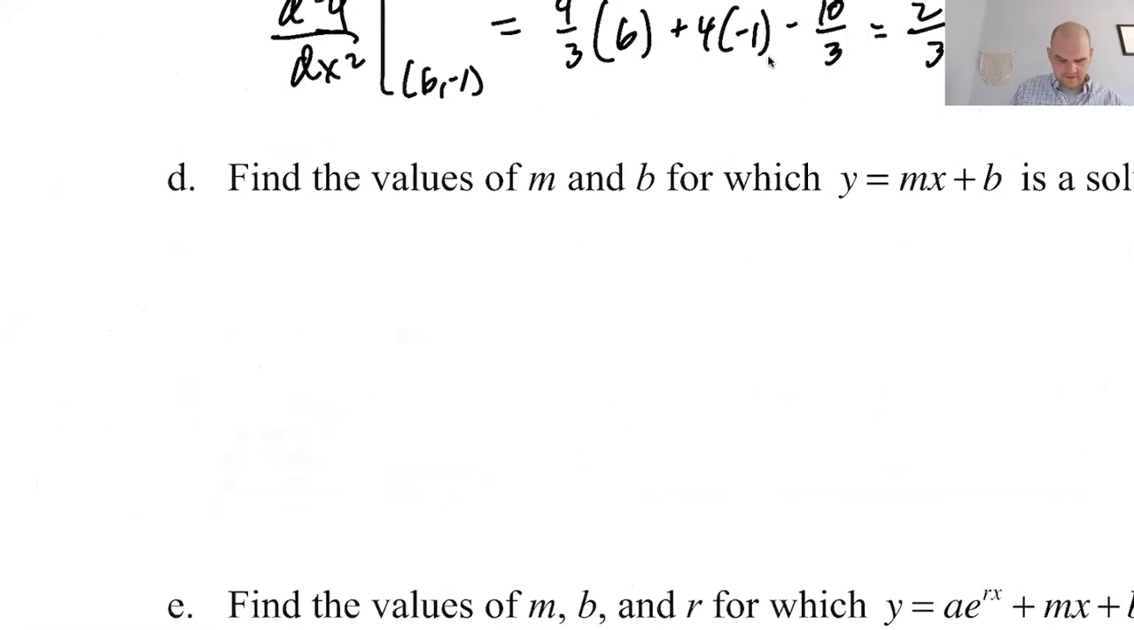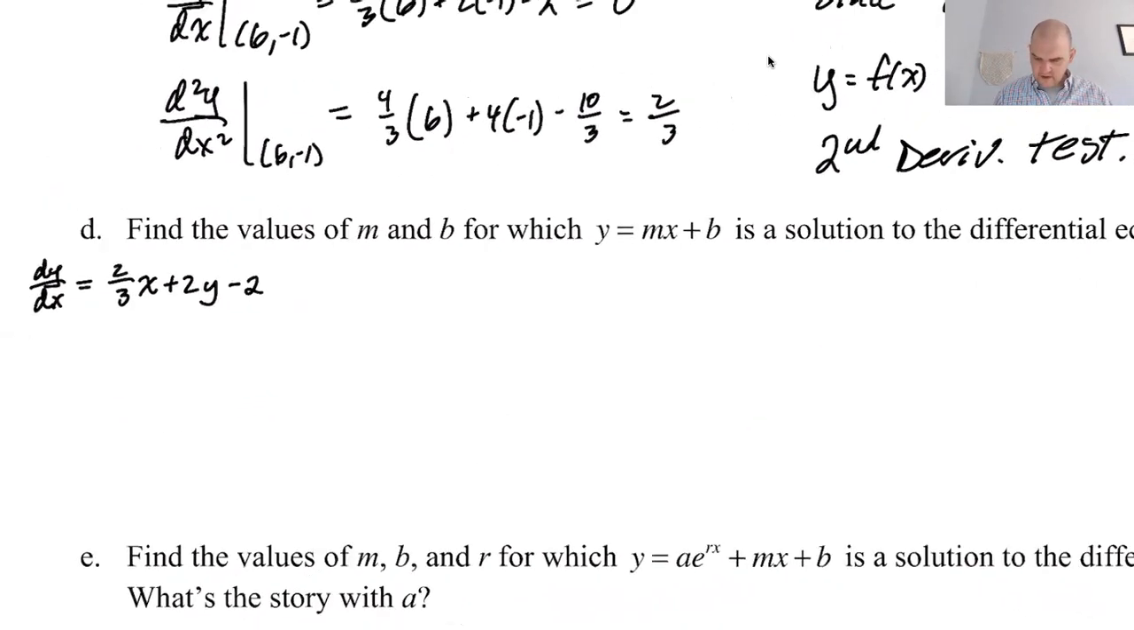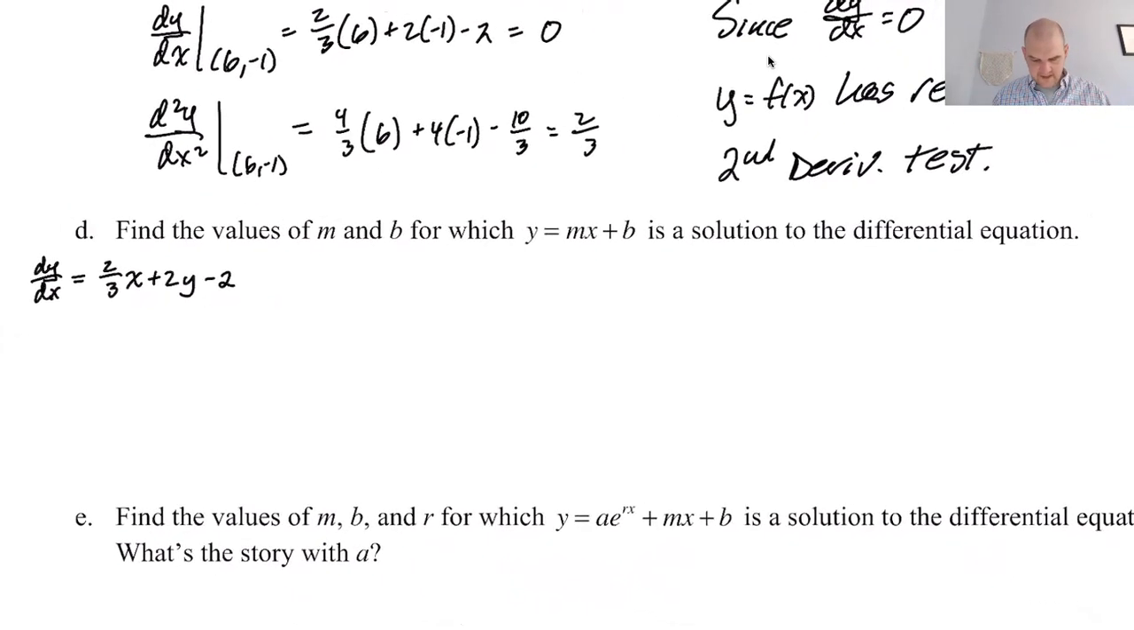So I'm going to say dy/dx is 2/3 x plus 2y minus 2. Now, what are we trying to do? We want to find the values of m and b for which y equals mx plus b is a solution to the differential equation. We have already done this. We actually already know the answer, but maybe we don't realize it. I'm going to show you two different ways to do it.